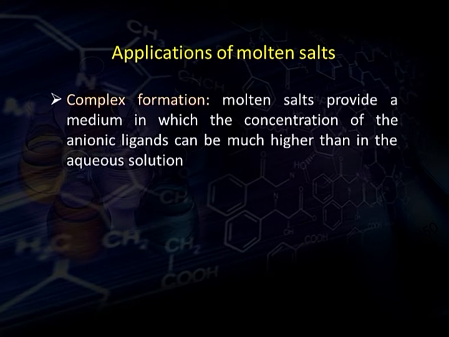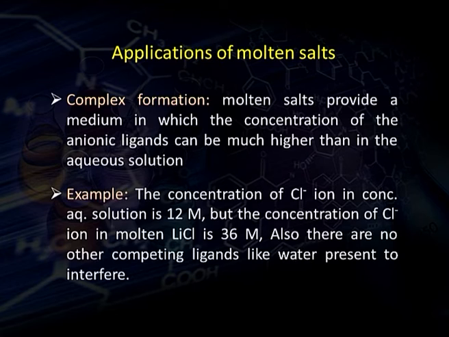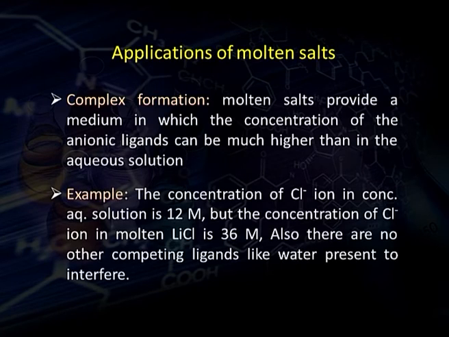Molten salts provide a medium in which the concentration of the anionic ligand can be much higher than in aqueous solution. For example, the concentration of chloride ion in concentrated aqueous solution is 12 molar. That means, if we dissolve chloride ion in any form in water, the maximum concentration which can be obtained is only 12 molar, but the concentration of the chloride ion in molten lithium chloride is 36 molar. So, this is 3 times more than what is obtained in aqueous medium. Also, there are no other competing ligands like water present to interfere. So, this is one of the plus points of using molten salts instead of aqueous solution.